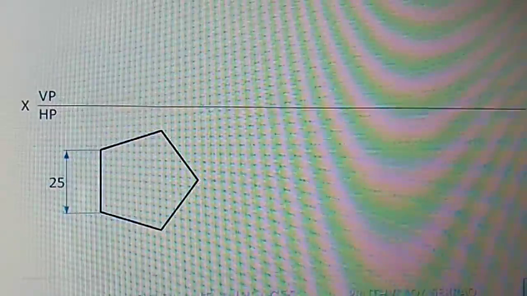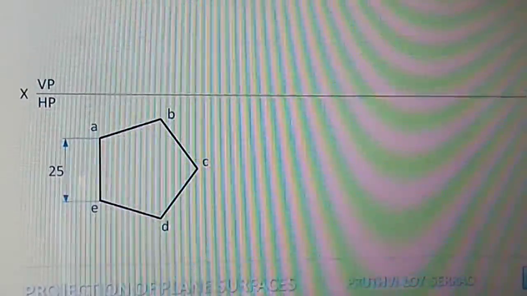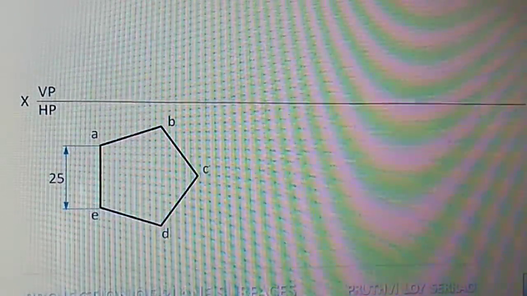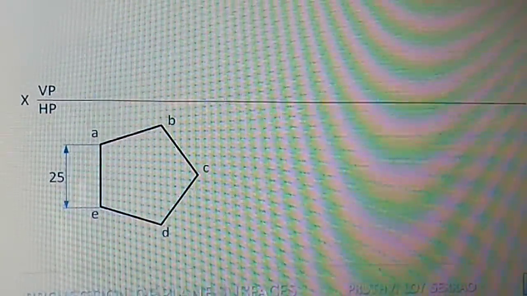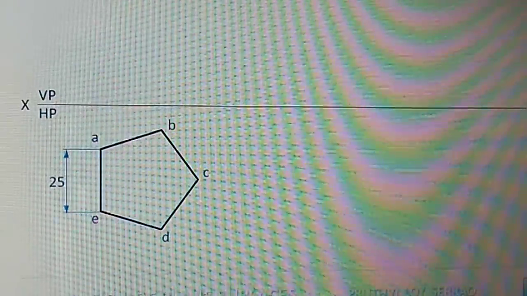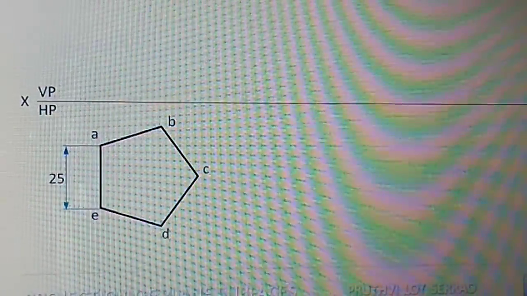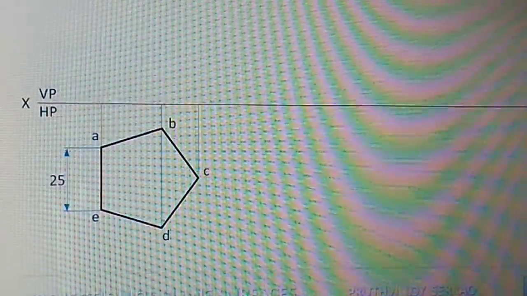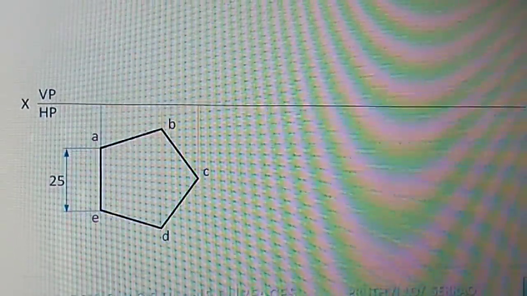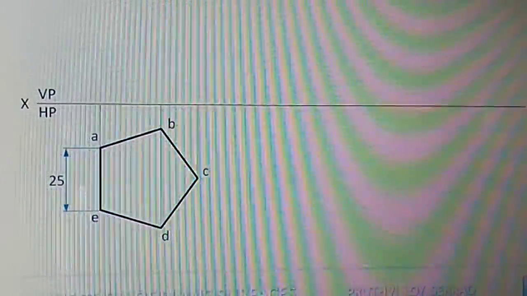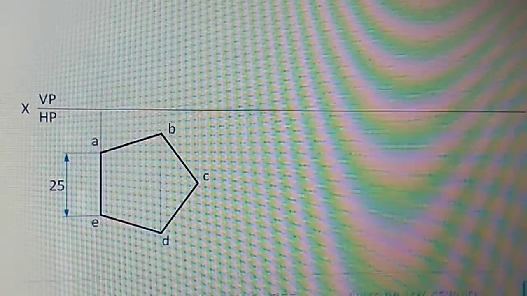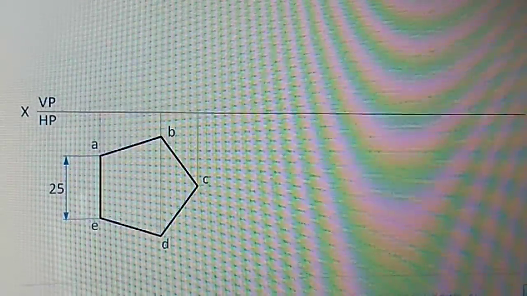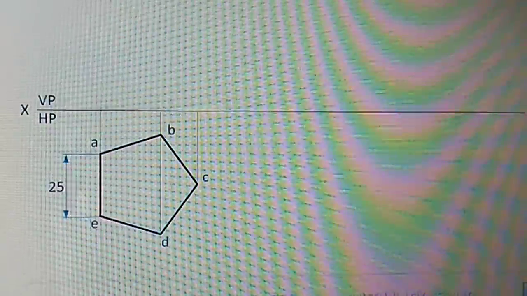Next we are going to name these 5 corners as A, B, C, D, E. E is the resting edge. Then you have to project upward to the XY line. From each corner, draw the vertical projection lines. A and E are in the same line, D and B are in the same line, and C is separate.